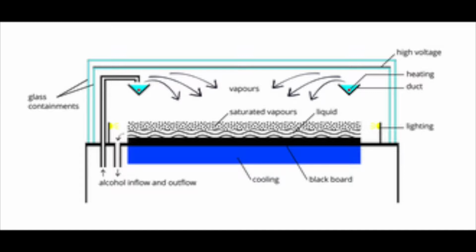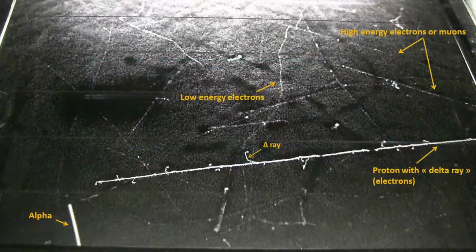When ionizing radiation from space or from Eli's piece of uranium ore enters the chamber and enters this supersaturated region, the ions that ionizing radiation creates act as nucleation sites for the condensation of the alcohol vapor. What this does is it gives that ion a trail that runs through the condensation chamber.